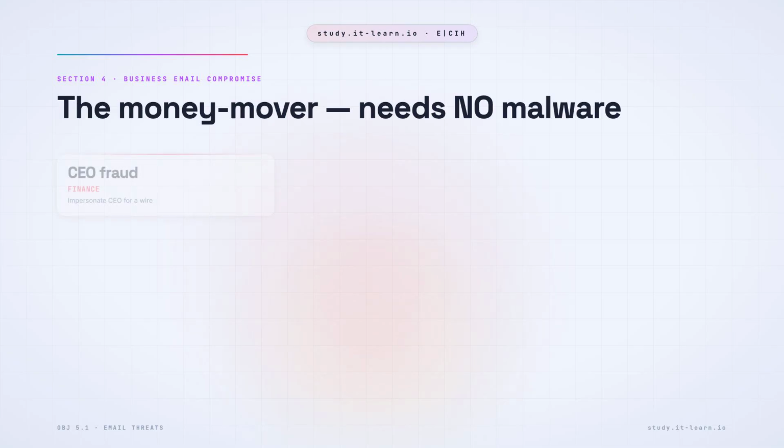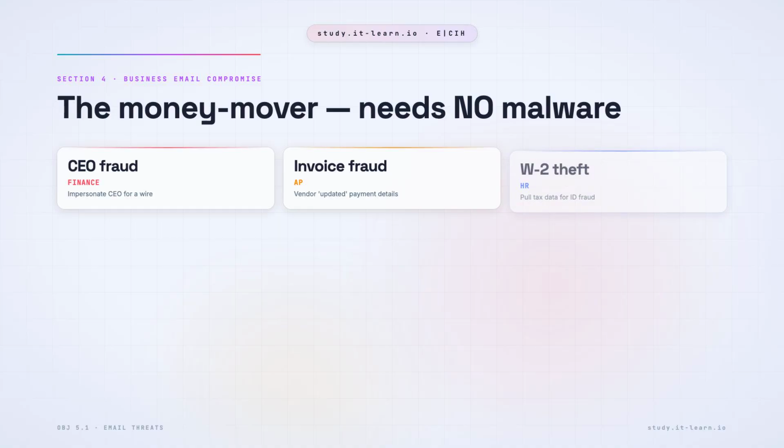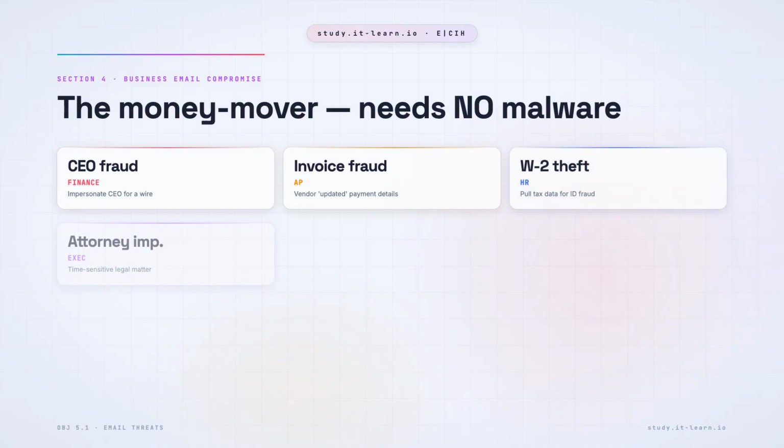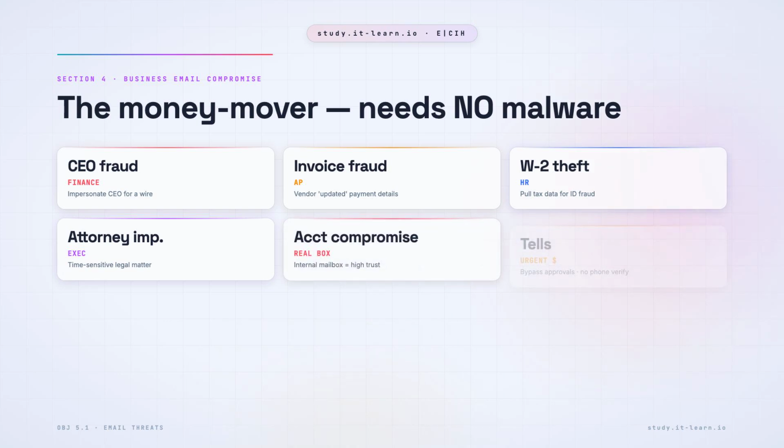Business email compromise, BEC, is the money mover, and the key fact is it needs no malware. It runs on social engineering and spoofed or compromised accounts. CEO fraud impersonates the chief executive to hit the finance department for a wire transfer. Invoice fraud impersonates a vendor with updated payment details to redirect a real payment from accounts payable. W-2 theft impersonates the CEO or HR to pull employee tax data for identity fraud. Attorney impersonation invokes a time-sensitive legal matter. Account compromise uses a real internal mailbox for high-trust fraud. The indicators: urgent wire requests, demands to change payment details, pressure to bypass approvals, free webmail for business, and no phone number to verify.